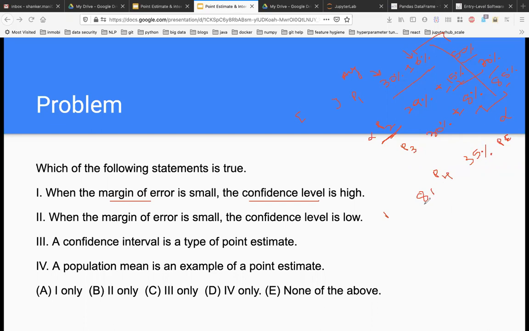Is it clear now? Point estimate. If there is an error margin, then we have an interval. Otherwise, it is a point estimate. Plus or minus, if you add it, it will become an interval, right?